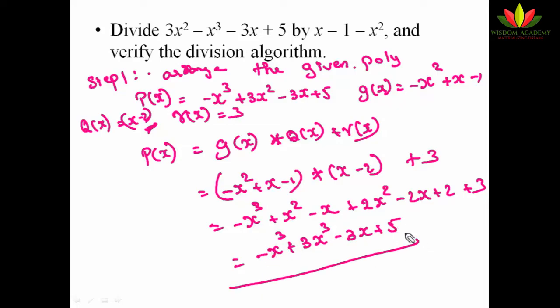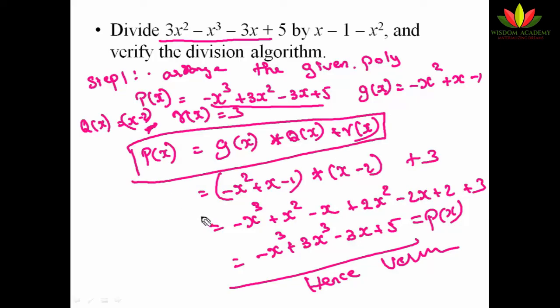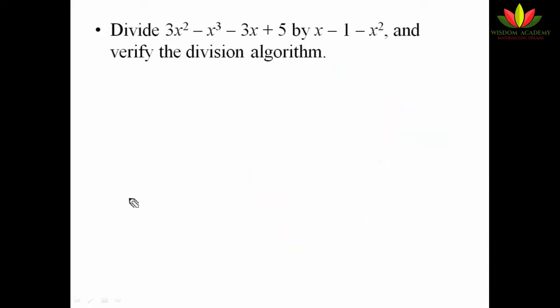So this is what the question given to me is, right? This is what my p of x is, right? So it is equal to p of x. So hence verified. So these are the simple questions that will be asked using the division algorithm. They will give my p of x and g of x. By going for a long division method, I will find my q of x and r of x. Then I will put it in this equation, and if RHS is equal to LHS, I will say it ends the proof. Okay.